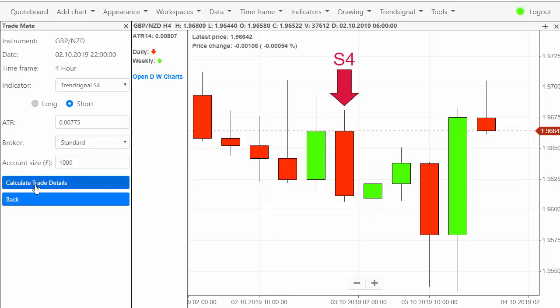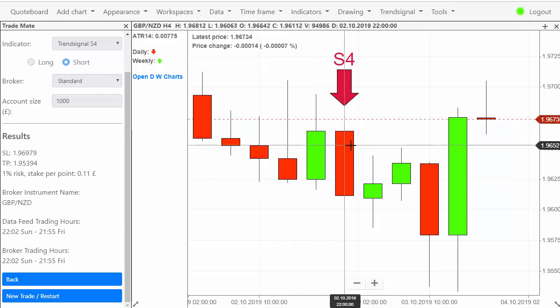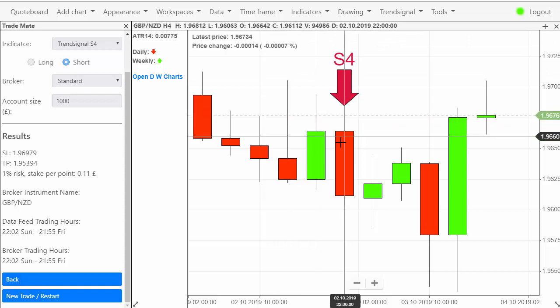So select your account size, calculate the trade details, and as you can see, it gives you a stop loss, a take profit, and a risk per point. This is presuming a 1% stake. That's what most people start with here at Trend Signal. So looking at the candle itself, we have a C value just at the top here. It is given to us as 1.96112. The take profit was 195.394. So we're looking at about a 72 pip profit here.